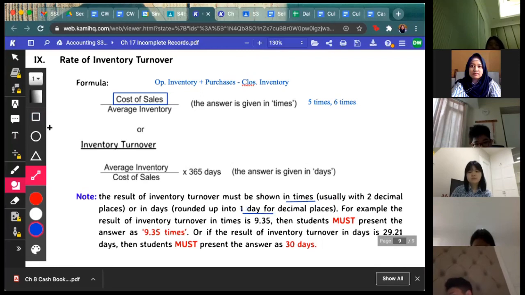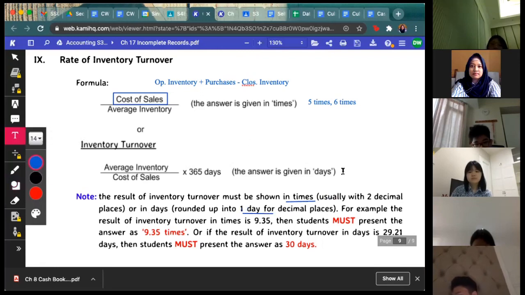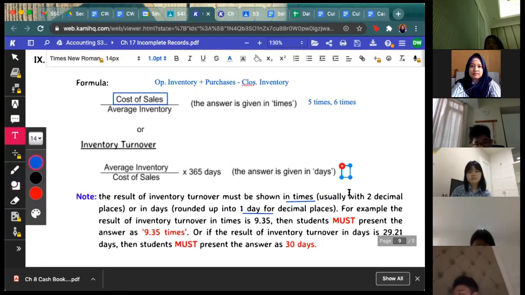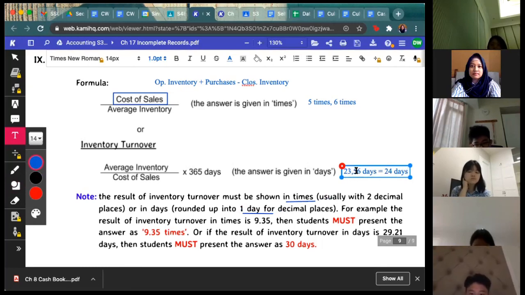For example, over here, your result is 23.56 days. How are you going to record that? You will record that as 24 days. It's not because the decimal place starts with 5. No. Because in days, even though it is 0.000000001, it is considered as 1 day.